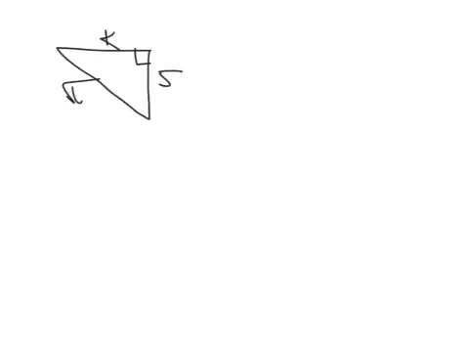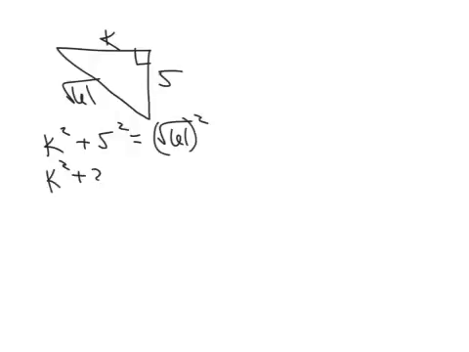So that little square has to be there to show that it's a right angle, because Pythagorean only works on right angles. So k squared plus 5 squared equals the square root of 61 squared. So k squared plus 25. What is the square root of 61 squared? It's just 61. So k squared equals, is that 36?